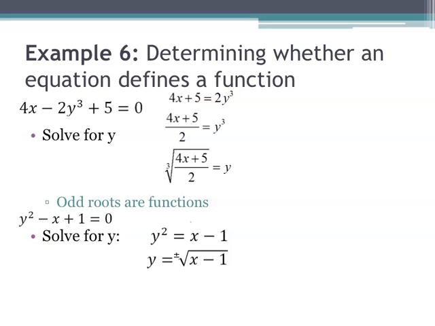Now when you plug in a value for x, think to yourself, do I only get one unique value for y? For example, if you plug x equals 2 in there, you end up with 2 minus 1, which is 1, and you end up with plus or minus the square root of 1, so plus or minus 1. So you end up with two different y values for that one x value. So even roots are not going to be functions because you'll end up having to take either a square root or a fourth root, which is going to end up being plus or minus.